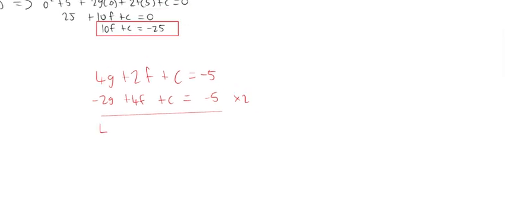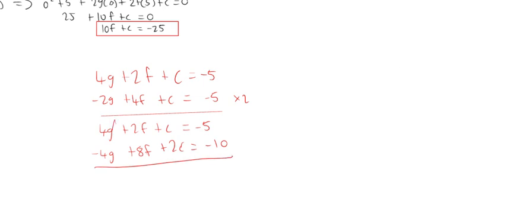So we get 4g +... I'm going to cancel out the g's, so we're going to get 10f + 3c = -15. I can use this one with the other one, 10f + c = -25, and I'll be able to get either f or c then.